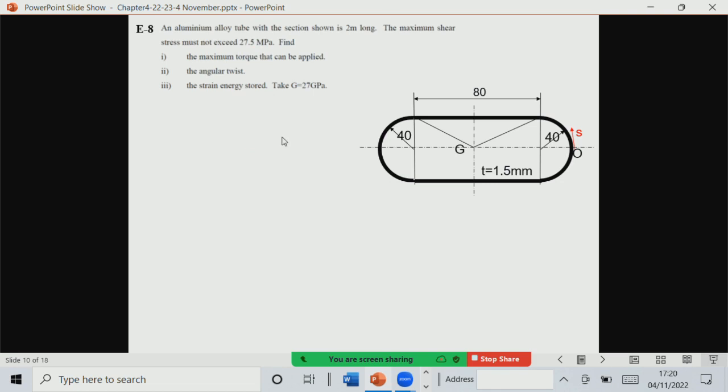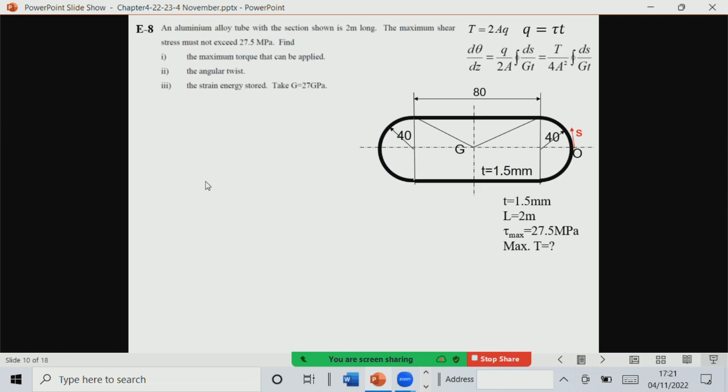So in this case, the maximum shear stress is given. We are after the torque. In the previous example, the ones we solved on Monday, the torque was given, and we found the maximum shear stress. Here it is the other way around. So this is a single cell. We've got these equations that are completely different from circular cylinders. So we've got the relation between the torque and shear flow, the relation between the shear flow and shear stress, and the angle of twist.